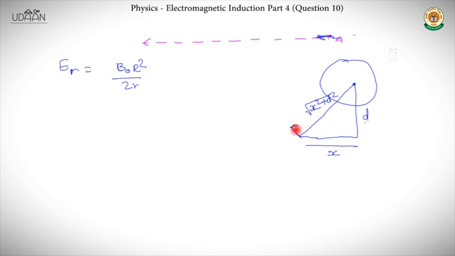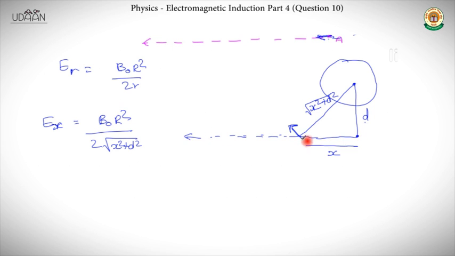The E at this point would be in this direction, right? And the magnitude of this E, call it Ex, would be B naught r square by 2 under root of x square plus d square. Exactly. And the component of force along this direction is going to do work on the body when this body is moving from A to infinity along the given horizontal line.